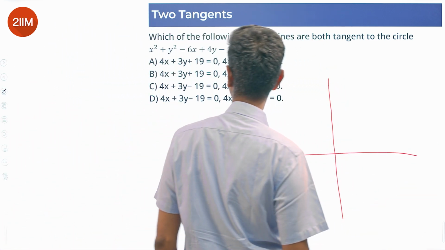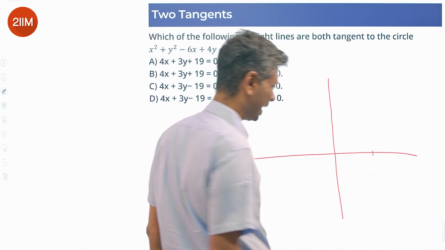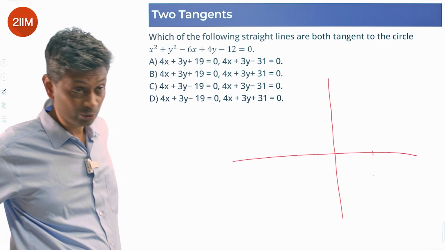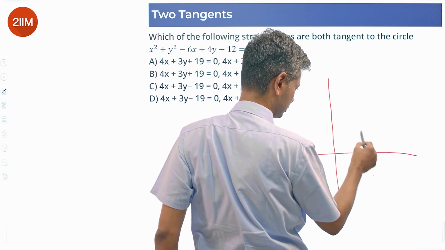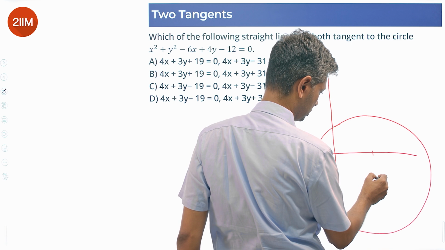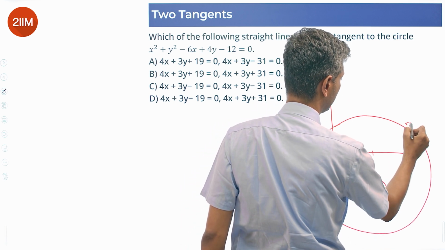The center is 3 comma minus 2, radius is 5. The distance of the center from the origin is square root of 3 square plus 2 square, which is square root of 13, 3 point something, so the origin is inside. A circle like this. Center is 3 comma minus 2, radius is 5.